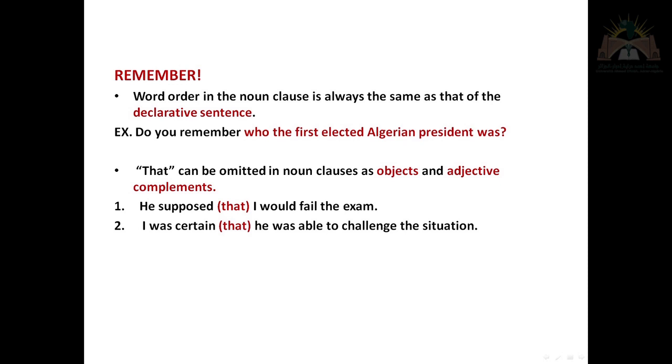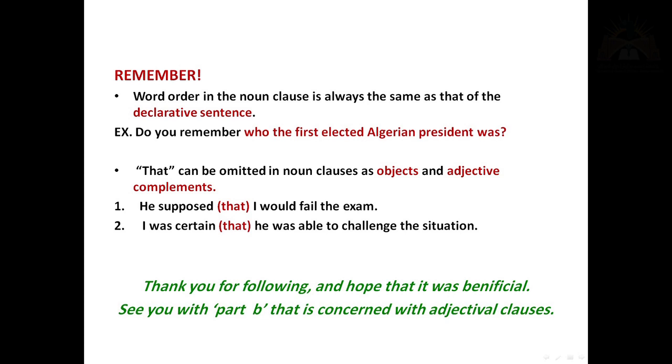Second situation, that clause functioning as adjective complement. I was certain that he was able to challenge the situation. That here, or that he was able to challenge the situation, is a noun clause functioning as an adjective complement. It completes certain. So it can be omitted too. I was certain he was able to challenge the situation. Fair enough.